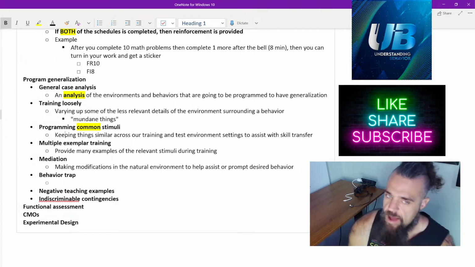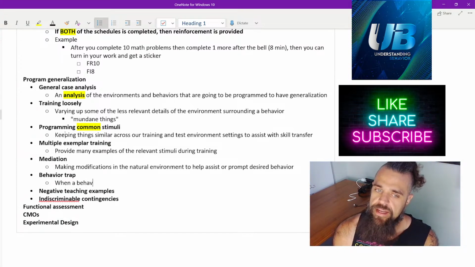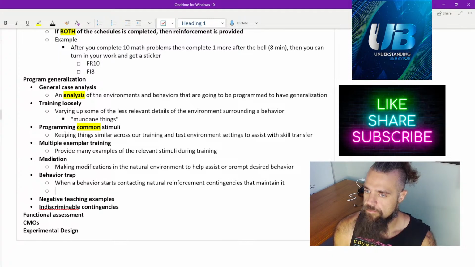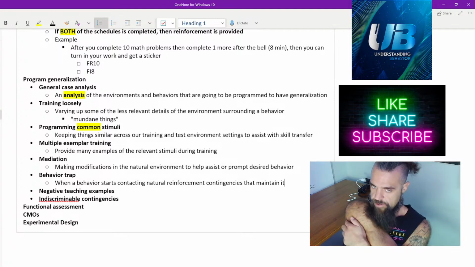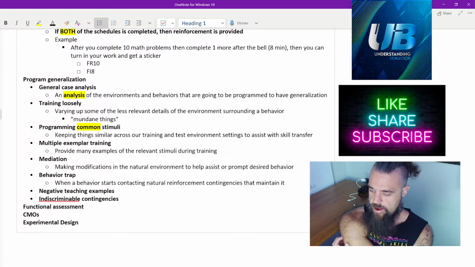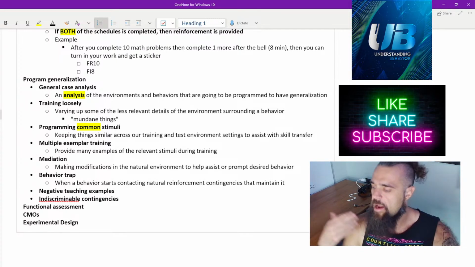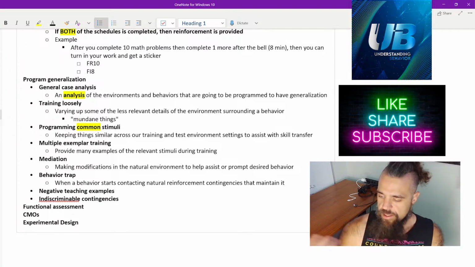All right. Behavior trap. This is when a behavior starts contacting natural reinforcement contingencies that maintain it. Pretty straightforward: the behavior is contacting some kind of automatic reinforcement, and that is what's going to keep the behavior going. Here's a quick example.